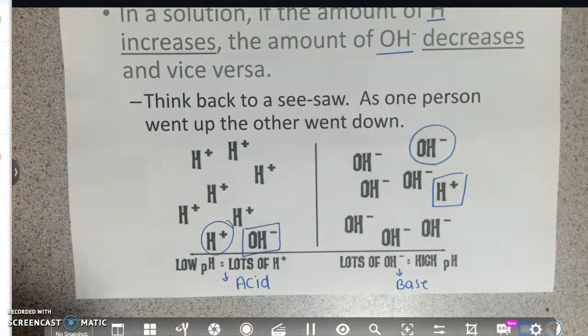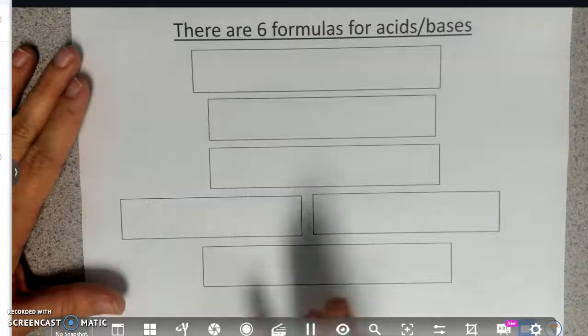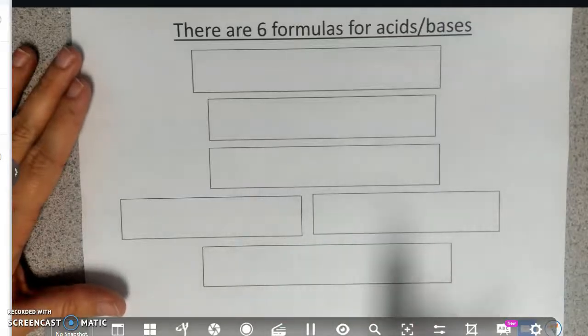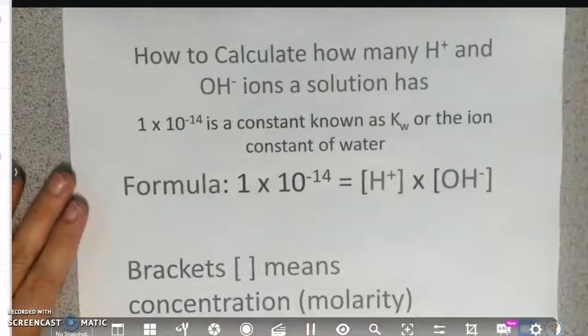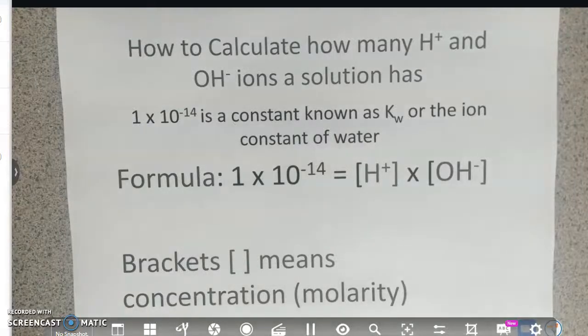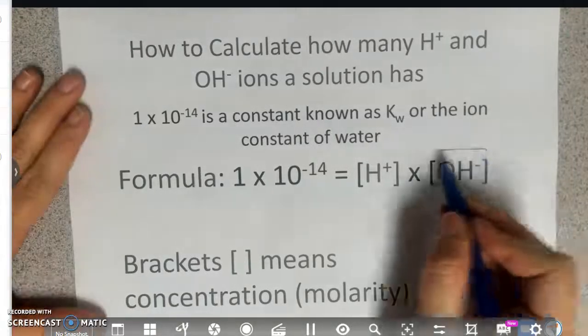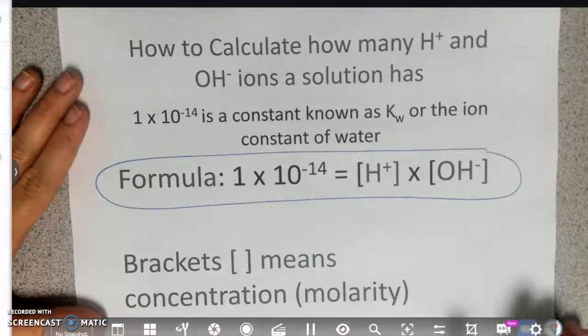Now you should have this slide in your notes packet. We have 6 formulas for acids and bases. You don't have to memorize them, but this is where you can write them down to keep yourself organized. Okay. And so how to calculate how many hydrogen and hydroxide, which is OH, ions a solution has. This is our first formula. So you'll want to put that into your formula chart.